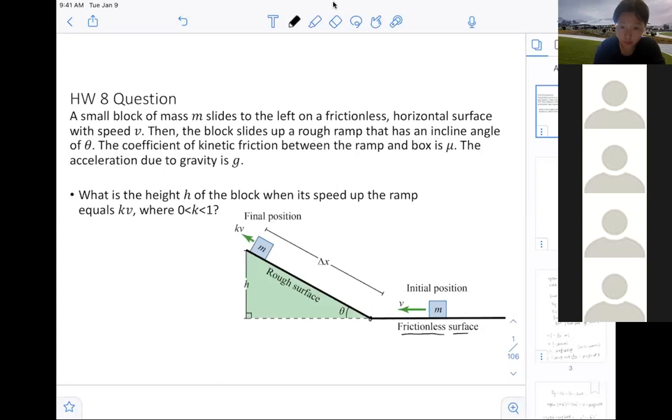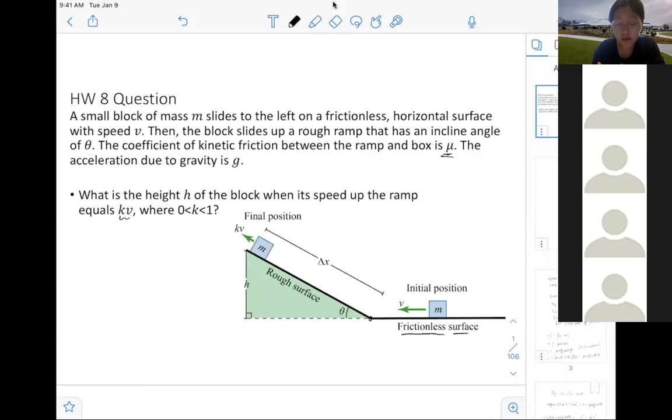initially on the frictionless surface, but then once it starts up the ramp, it has a rough surface. It tells us the coefficient of kinetic friction of the box and the ramp is mu. Okay, it's asking when the block has a velocity kv.